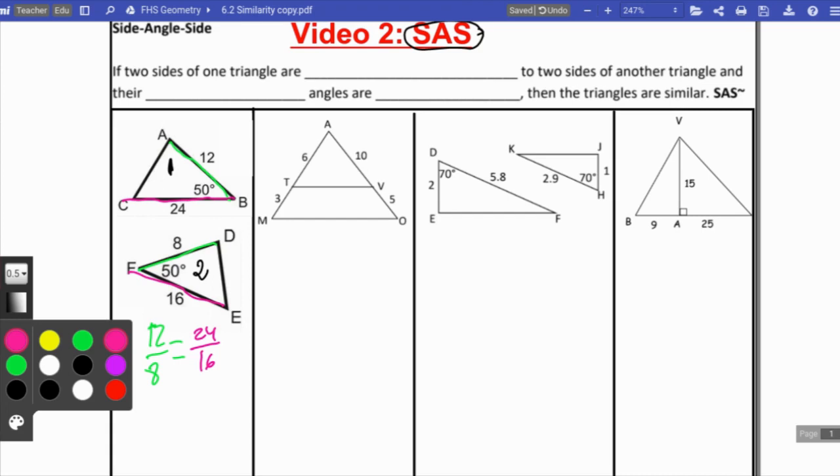What's 12 divided by 8? I get 1.5, right? So I'm going to write 1.5 equals to, then you do 24 divided by 16. I also get 1.5. All right, cool. So far I know the sides are similar.